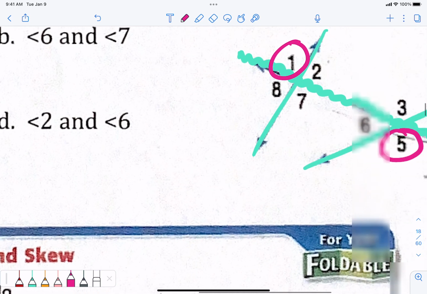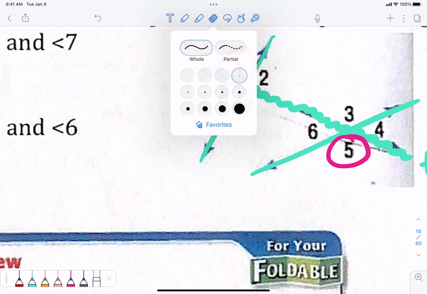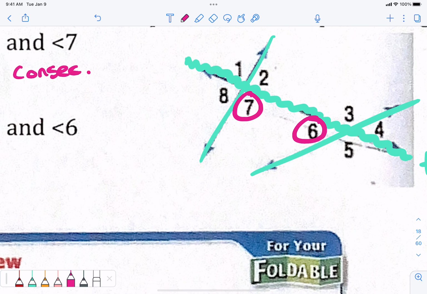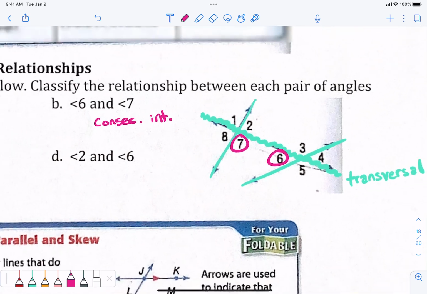Okay, 6 and 7 now instead. 6 and 7 are on the same side. Consecutive interior. Yep. Okay. Good.